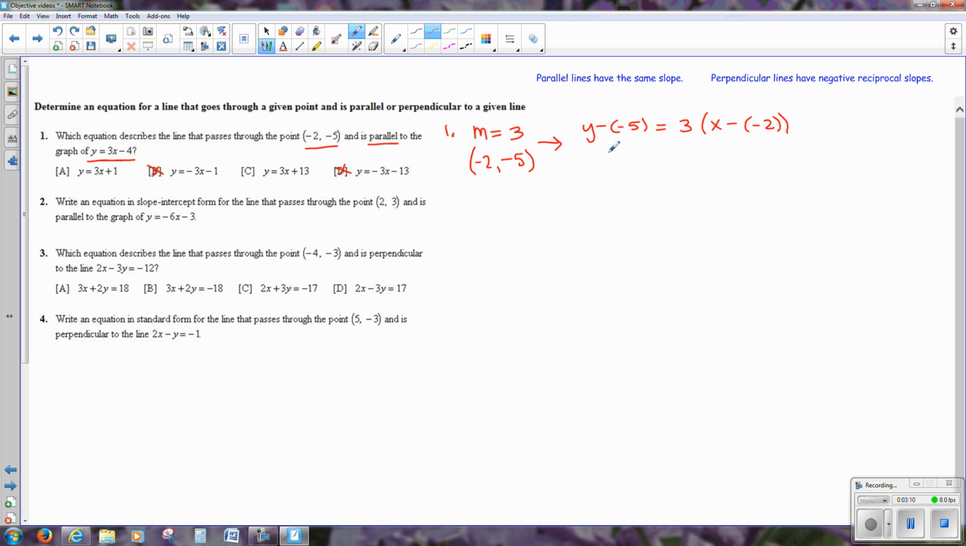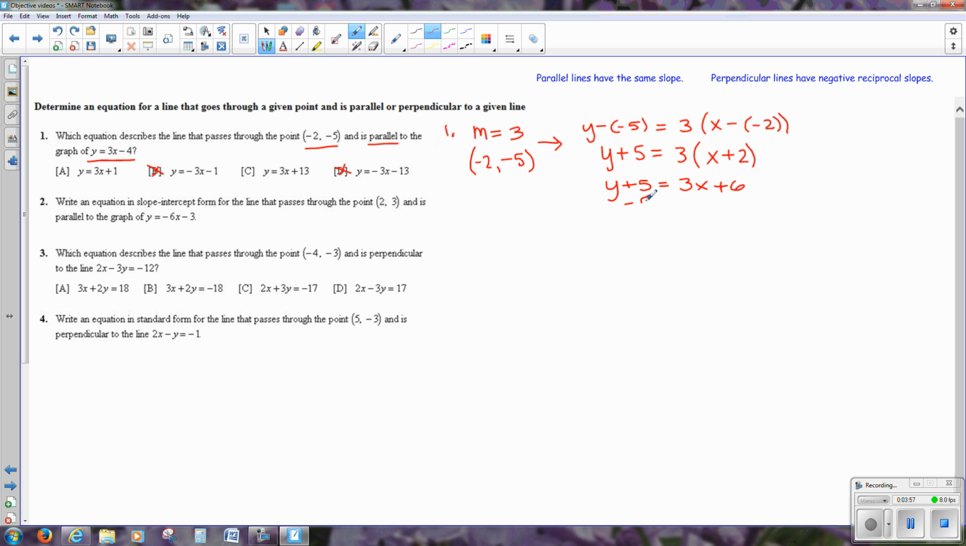Okay, we can clean this up a little bit. y minus -5 is really just y plus 5. And that equals 3 times x minus -2, which is x plus 2. Now notice that all of these are in slope-intercept form, and this one's not. So I'm going to have to do a little bit of work here. We're going to distribute first. Remember, we always take care of parentheses first. So y plus 5 equals 3 times x, which is just 3x, and then 3 times 2, which is 6.